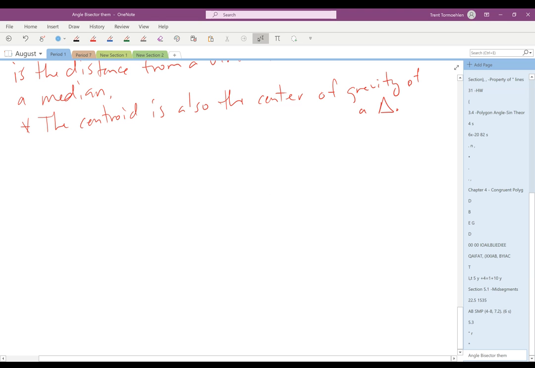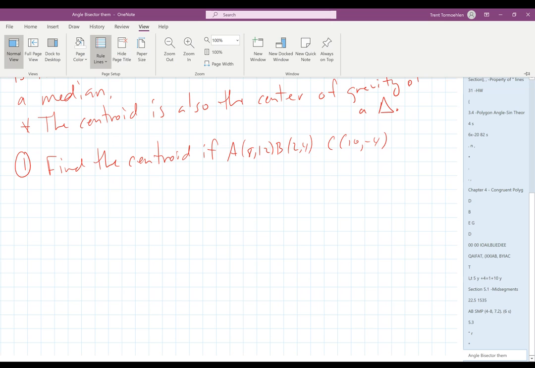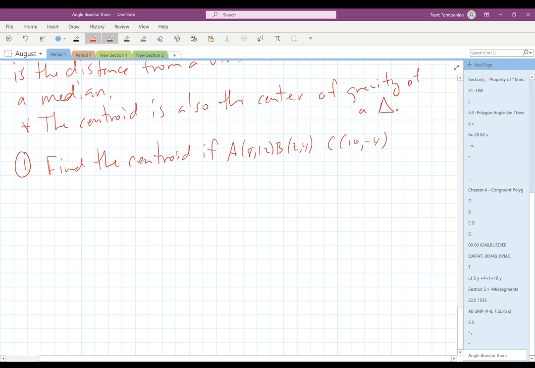And so let me just show you what that means. Find the centroid if A is (8, 12), B is (2, 4), and C is (10, -4). And so we'll put a graph on here and take a look at this problem.